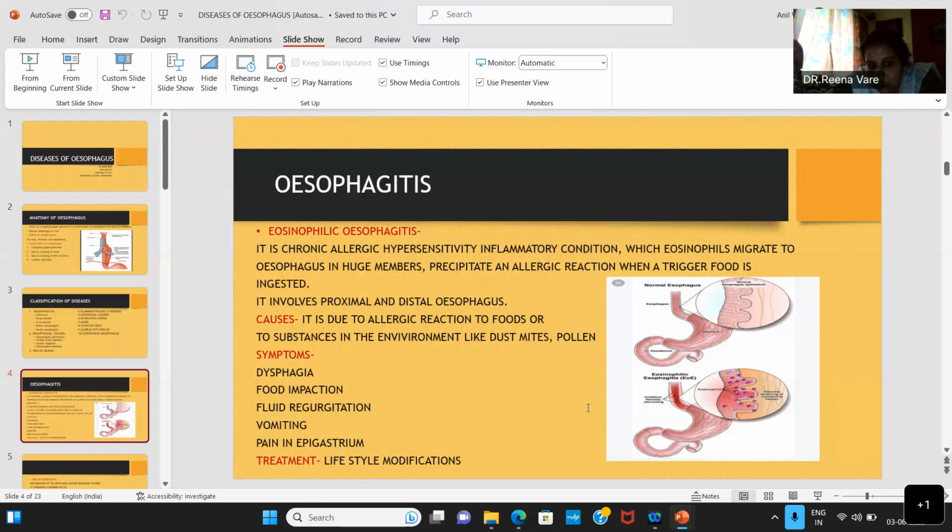So in this case, you have to identify whatever food is causing that reaction, because at times you do realize, okay, I had this food, so this time I had this symptom. Next time again, whenever I have that food, I'm again having that symptom. So the patient himself has to identify, or he'll tell the doctor that whenever I have this food, I have this problem. So you have to do modification of your lifestyle. That is all about eosinophilic esophagitis.